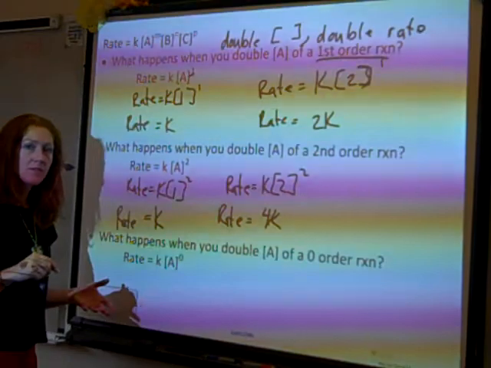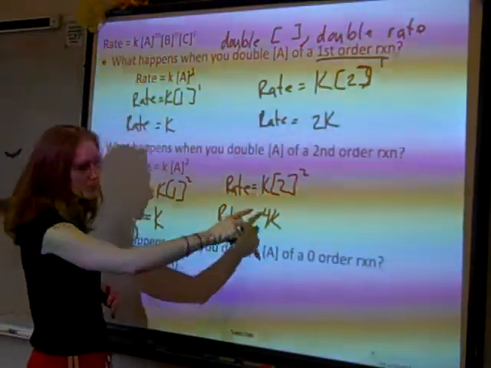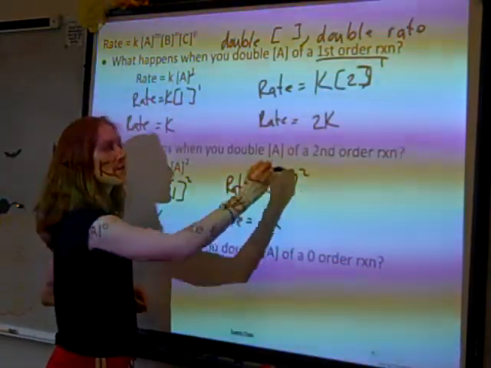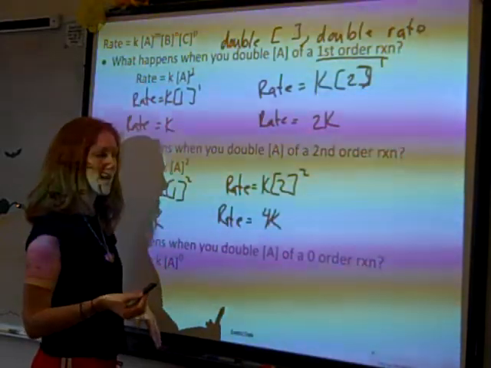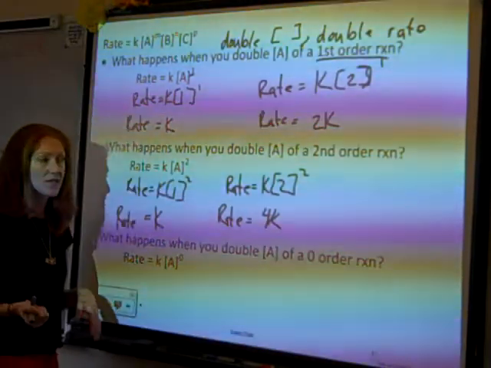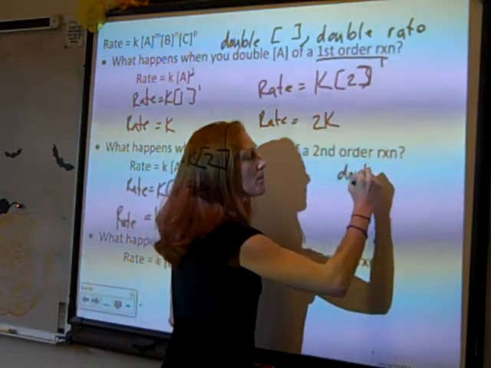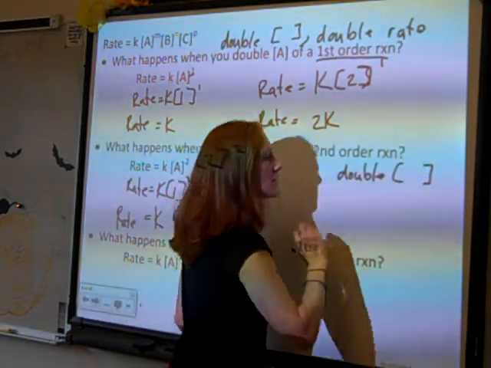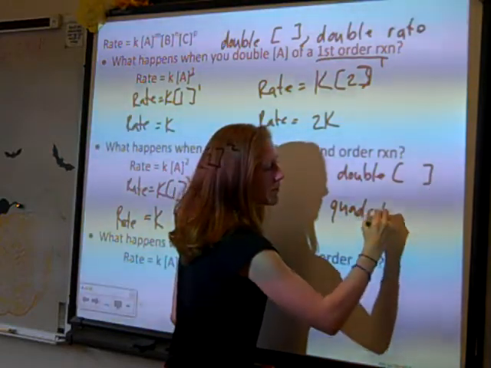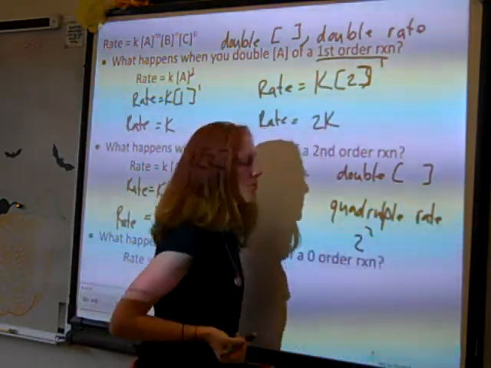So if I tripled, then I'm going to square that 3. I'm saying here, I took that double and I squared it. If I had tripled the concentration, then I would have had 3 squared. I would have increased by a factor of 9. If I quadrupled, then I would have 4 squared. I would increase by a factor of 16. So for a second order reaction, if you double the concentration, you quadruple the rate, and that's 2 squared.